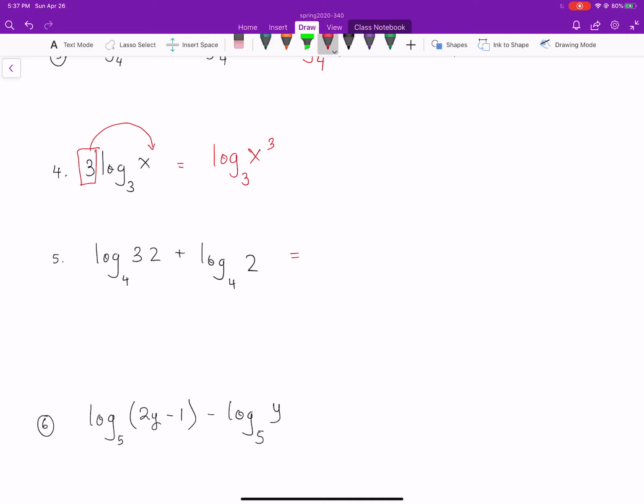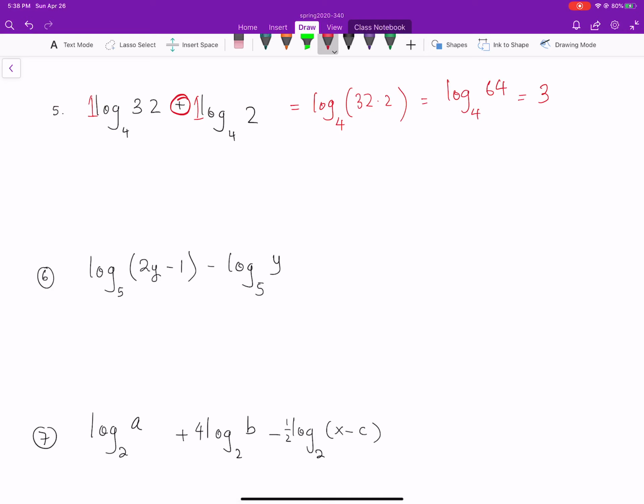Okay. We have this expression over here. I'm trying to add, so I see that I need to do a product of m times n. The leading coefficient is 1. The leading coefficient is 1. So I'm feeling pretty good right now. This is going to be log base 4 of 32 times 2, which is equal to log 4 of 64. And I ask myself, to what power should I raise 4 to give me 64? And that is 3.